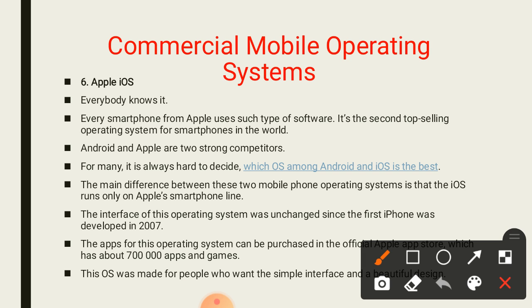It is the second top selling smartphone operating system in the world. Android and Apple are the two strong competitors. For many, it has always been hard to decide which operating system is the best between these two. A main difference between these two phone operating systems is that iOS runs only on Apple smartphones. The interface of this operating system has remained unchanged since the first iPhone was developed in 2007.